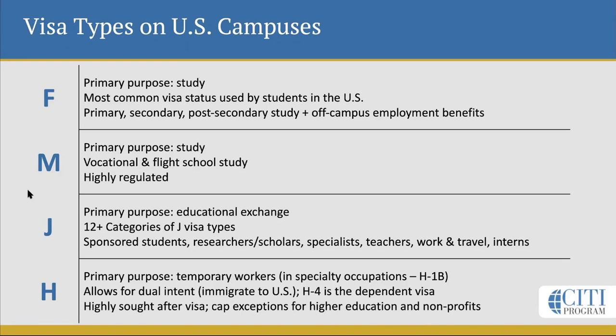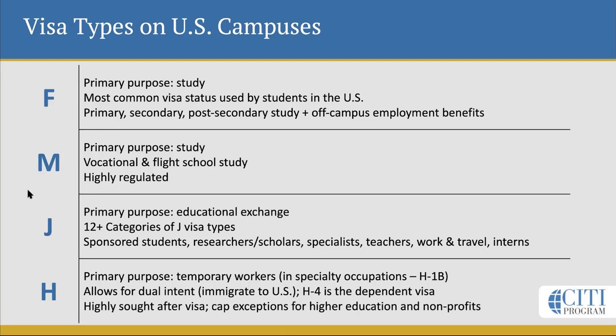To start with the most common, F visa holders, known as F1 students, are in the U.S. with the primary purpose of studying. Students can obtain an F1 visa to study at the primary, secondary, and post-secondary levels. And post-secondary students stay in F1 status when they finish their studies and transition to a 1 to 3 year off-campus work benefit connected to their degree completion. We'll talk about this a bit later.